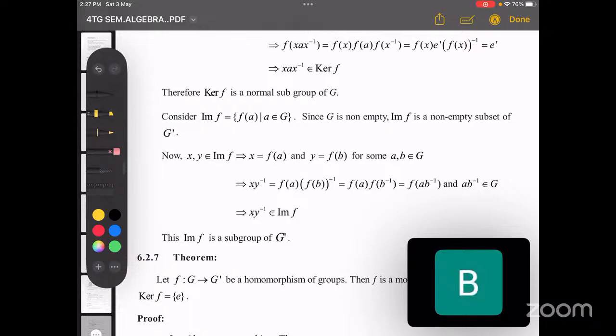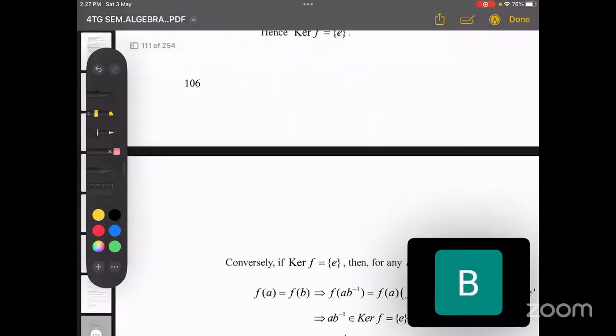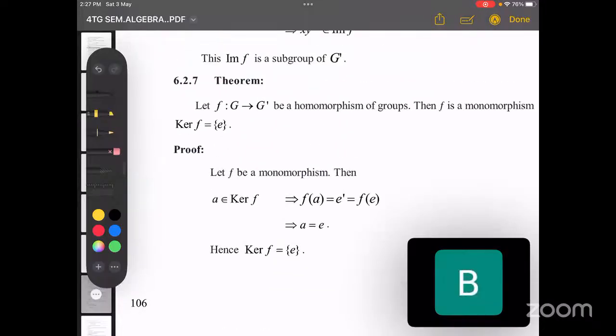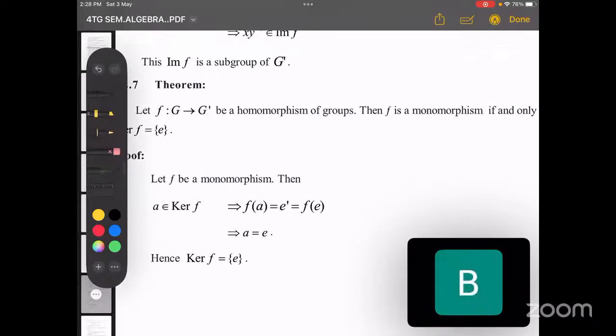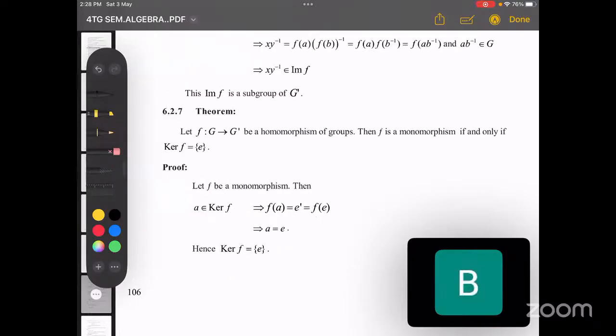Next we have this theorem, which will be asked for a 5 marks question. Here we have: let F be a mapping from G to G dash, a homomorphism of groups. Then F is a monomorphism if and only if curl F equals to identity element E. So we have to show that this F is a monomorphism of groups.